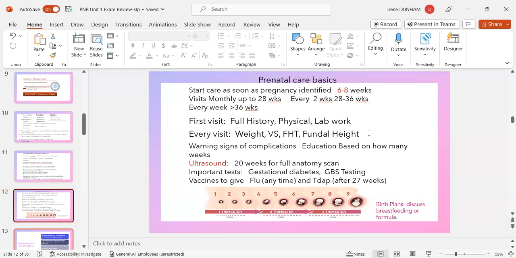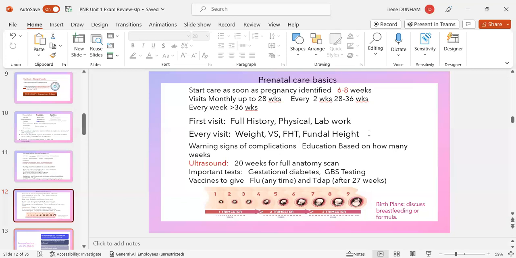Now, your warning signs of complications is education based on how many weeks she is. So say we do an ultrasound at 10 weeks, in the very beginning of pregnancy, right? To make sure, one, that there is a heartbeat on that ultrasound, and it's positive, and it's a possible sign of pregnancy, correct?